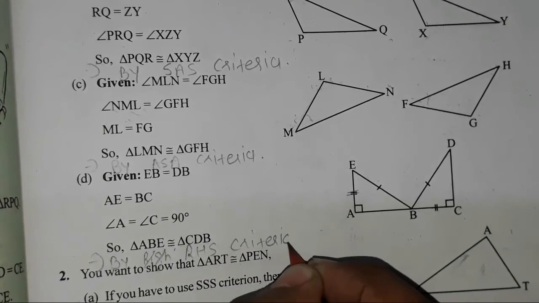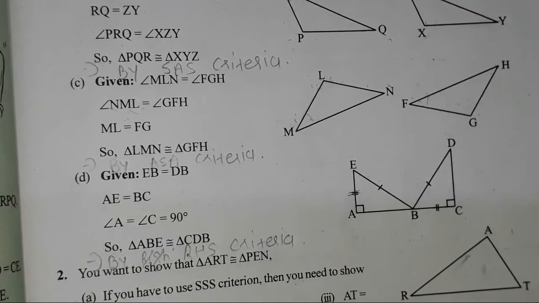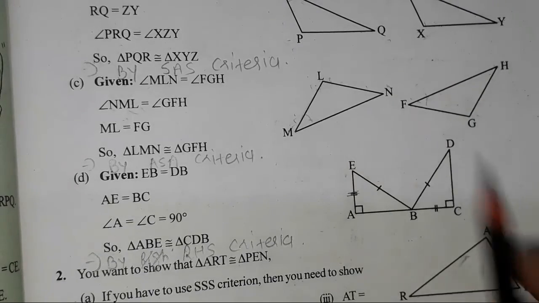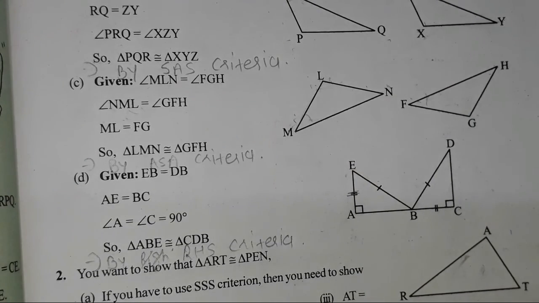So similarly here you can see that the measure of the hypotenuse and the measure of one side is equal in both the triangles and the measure of one angle is 90 degrees. Then here we can use the right angle hypotenuse side criteria, and using that we can prove that both the triangles are congruent figures. So here we are completing question number 1.